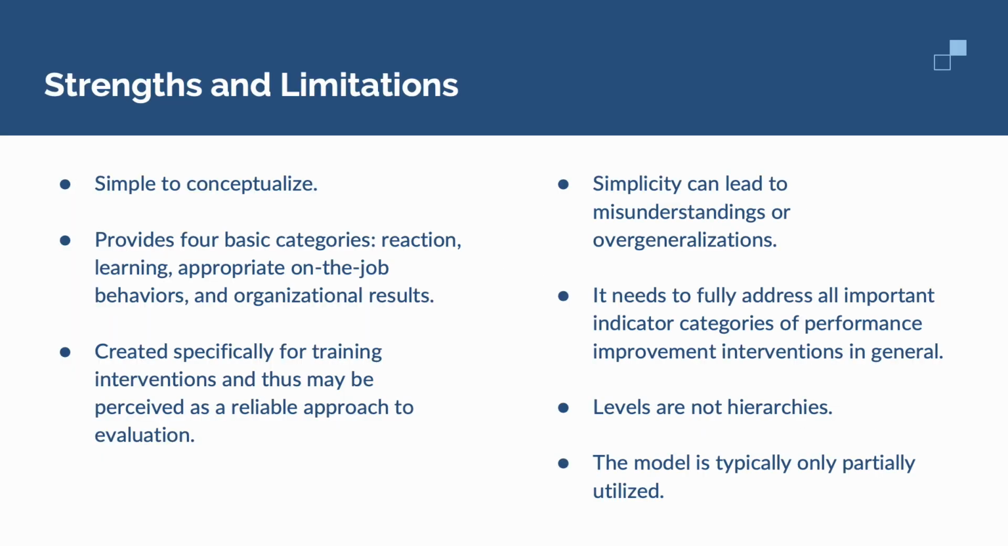Now let's look at some strengths and limitations of Kirkpatrick's 4 levels of evaluation. On the left, I have strengths. First, it's very simple to conceptualize this concept. It's a pyramid, they build on each other, and there's only 4 levels that are very simple to understand. The levels themselves are simple categories: reaction, learning, appropriate on-the-job behaviors, and organizational results. That's very simple to conceptualize for the average user.